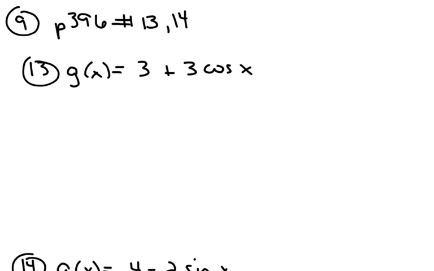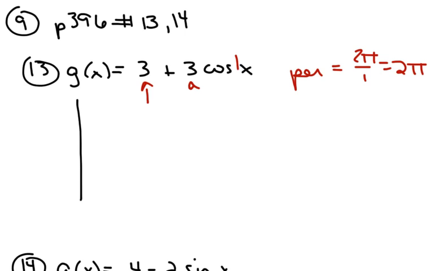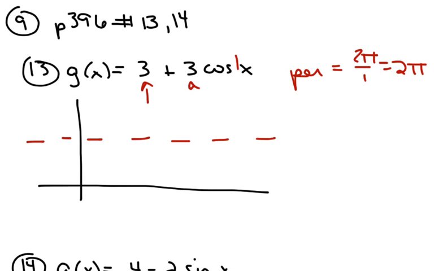So number 13, g of x is equal to 3 plus 3 cosine of x. There are a couple of things you need to know, like you need to know that the amplitude is 3. You need to see that k is 1, so the period is 2 pi over k. And we also need to see this number. What that number does is it said that's the average. That means my middle line, the line that goes through the center of my graph, is at 3.